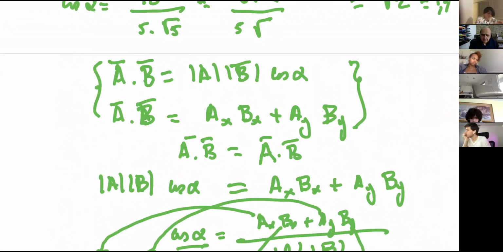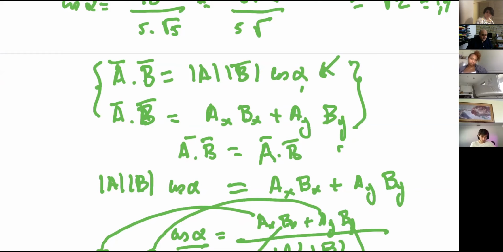Let's think. If I give you a problem where I say what is the magnitude of A, what is the magnitude of B, and I give you the angle between the two vectors, which one will you use? I would use the cosine one. If I give you the magnitudes of A and B and the angle they form, you don't have AX, BX, AY, BY, so you better use this one.